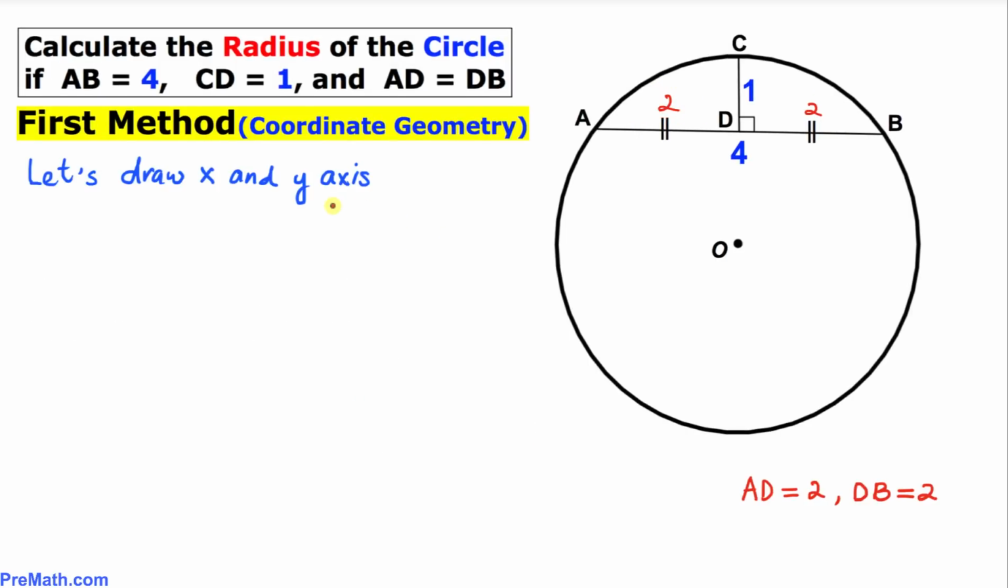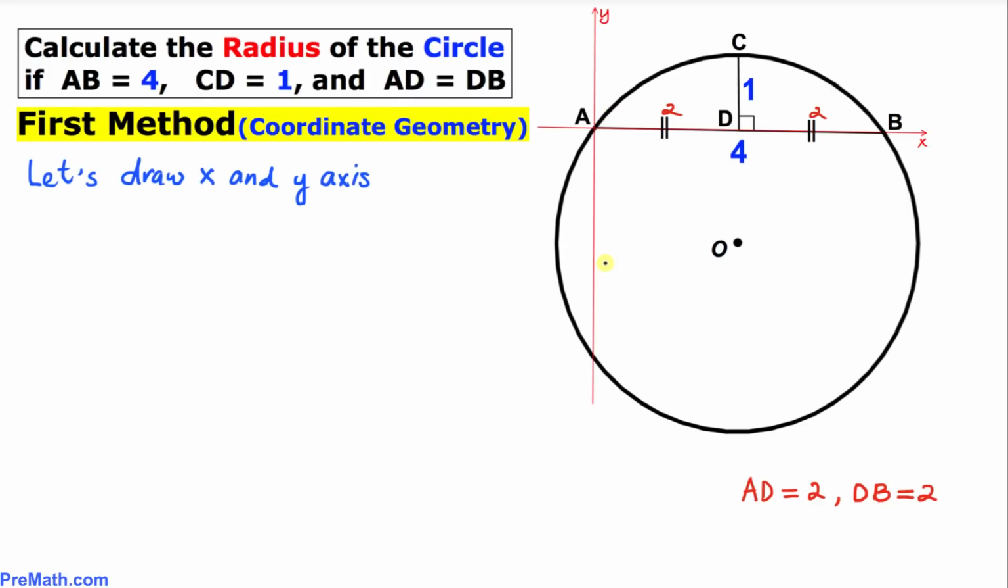And since we are dealing with coordinate geometry, we are going to draw x and y axes. Let's go ahead and draw the y-axis over here that passes through this point A, and likewise I am going to draw this x-axis that passes through A as well. So that means A is going to be our origin. And here is our much nicer looking diagram.